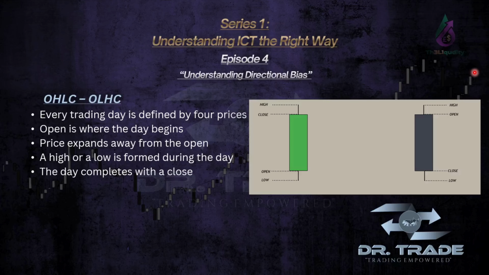Okay, so price moves within a clear daily structure, and every trading day has an open, a high, a low, and a close. Now, look at these two candles. On a bullish day, price typically opens, trades lower, then expands higher, and closes near the high. An open, low, high, close sequence. And on a bearish day, price usually opens, trades higher, then expands lower, and closes near the low. An open, high, low, close sequence.